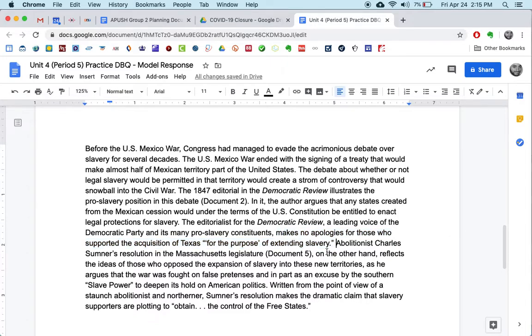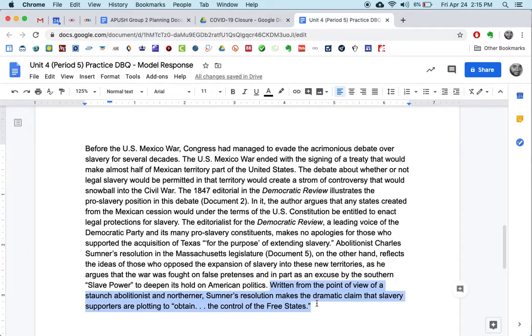My last document has a very different perspective. Abolitionist Charles Sumner's resolution in the Massachusetts legislature, on the other hand, reflects the ideas of those who opposed the expansion of slavery into these new territories. That's me explaining why I'm talking about this document in this paragraph, which is about the debate around slavery expanding into new territories. And then here I describe the document: he argues that the war was fought on false pretenses and in part as an excuse by the Southern slave power to deepen its hold on American politics. I have summarized the document.